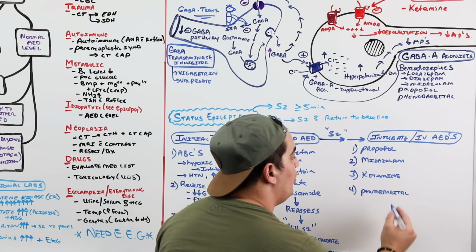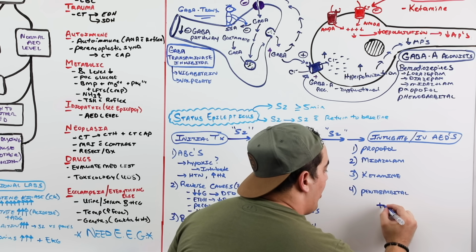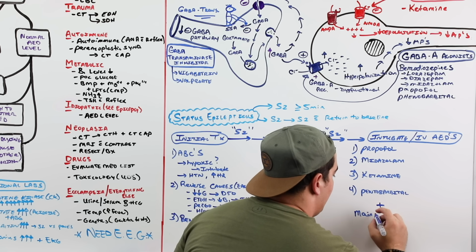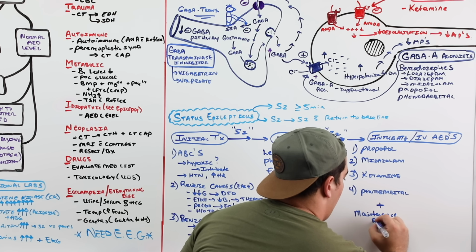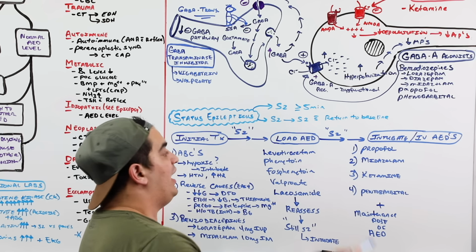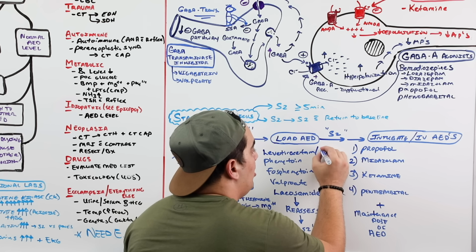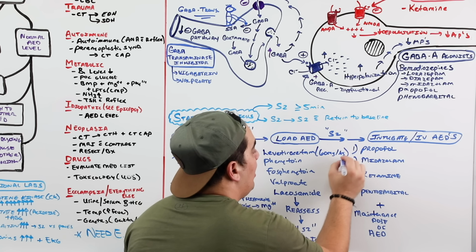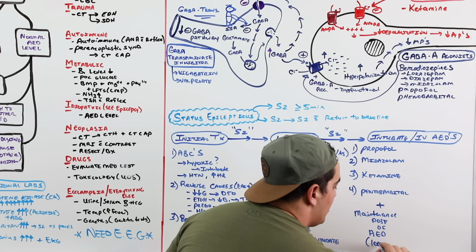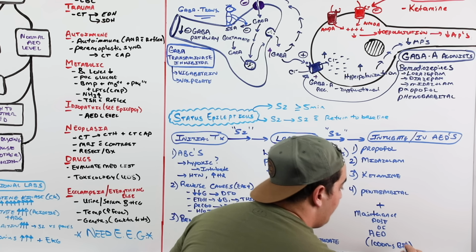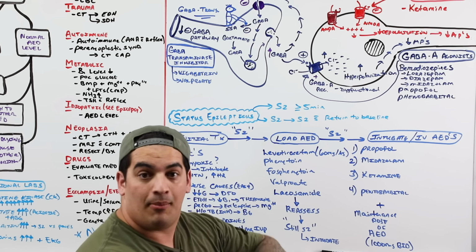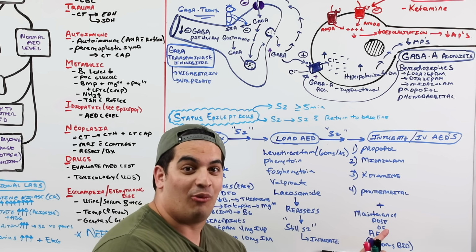The other thing that you should do in the interim is add on the maintenance doses of the selected anti-epileptic drugs. So for example, if you started them on levetiracetam, you load them up with 60 mg per kg. After you've loaded them up, then you give them a maintenance dose. Maybe you give them 1,000 milligrams BID, on top of giving them propofol or midazolam or ketamine or pentobarbital.